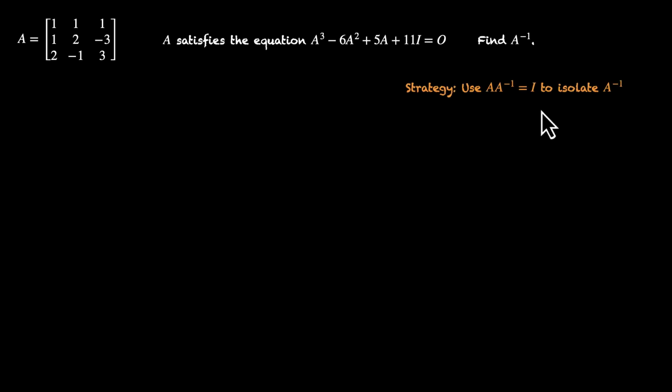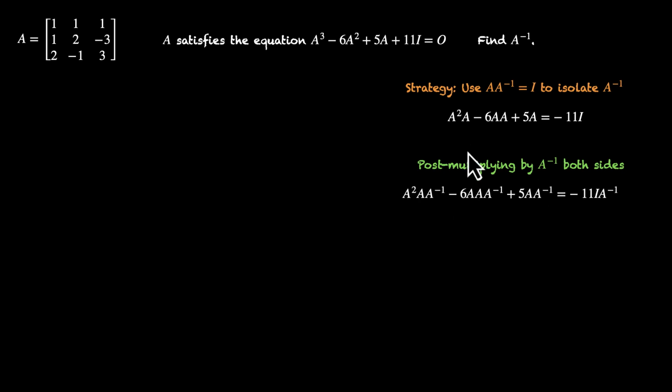All right, same strategy, let's apply it. A square times A, because A inverse will only react with one of these A's. So keeping the other two as A square times A minus 6A times A plus 5A equals minus 11I. Now post multiplying by A inverse, we get A square times A inverse minus 6A inverse plus 5A inverse equals minus 11I A inverse.